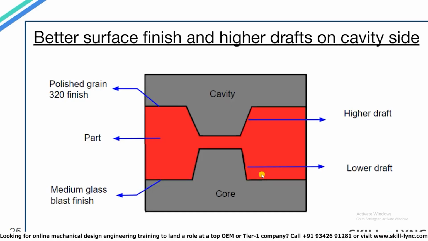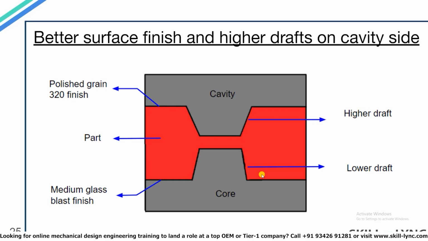Another point to note is that generally a better surface finish will be given on the cavity side compared to the core side. Also, the draft angles on the cavity sides are more than the draft angles on the core side. This is done to ensure that the plastic does not stick to the walls of the cavity. If you remember the working of the mold, I had mentioned that the cavity side is fixed and the core side is moving for the 2-plate mold.